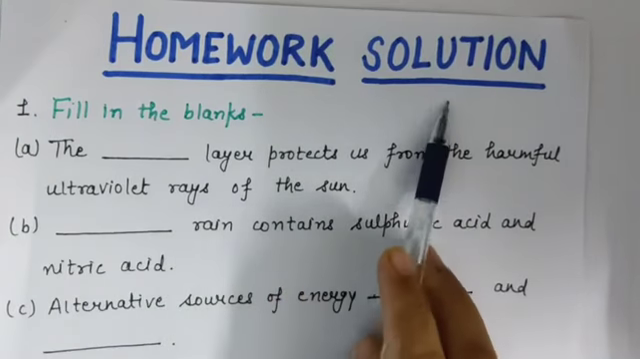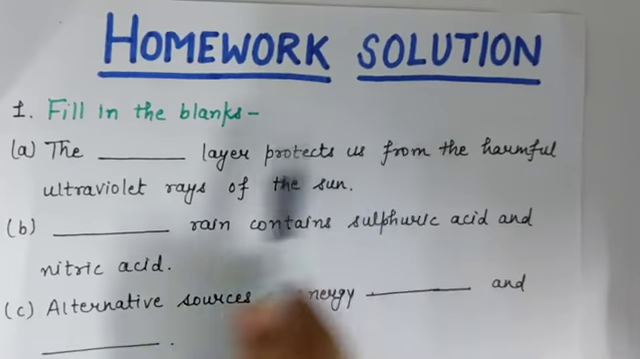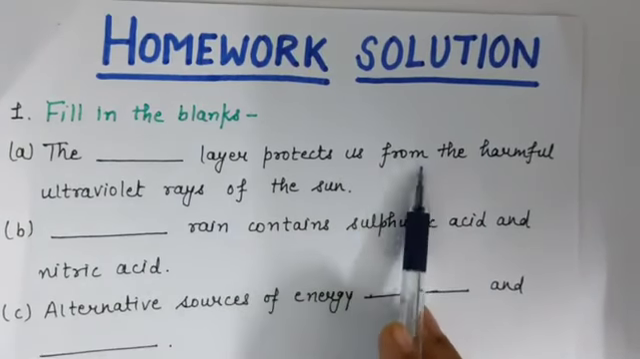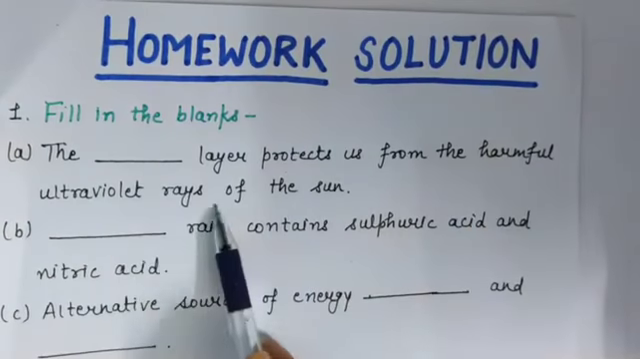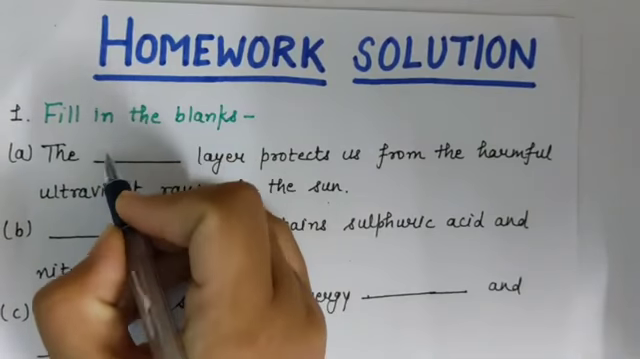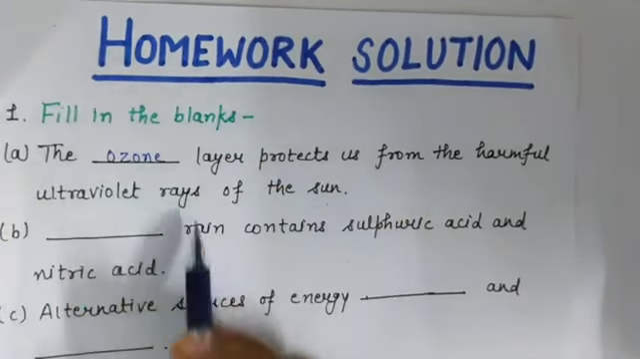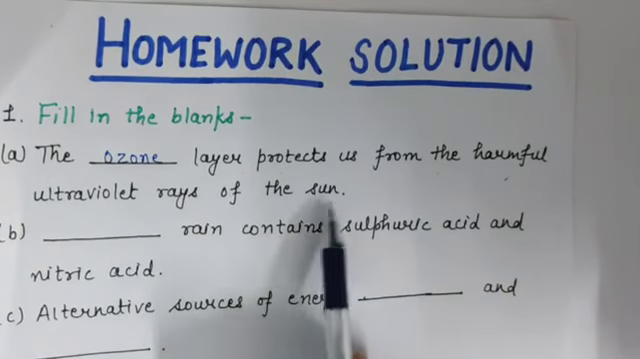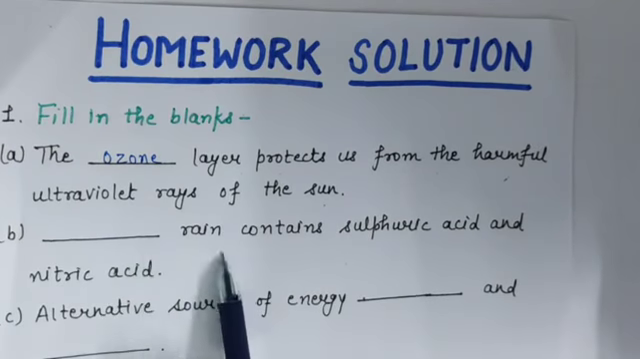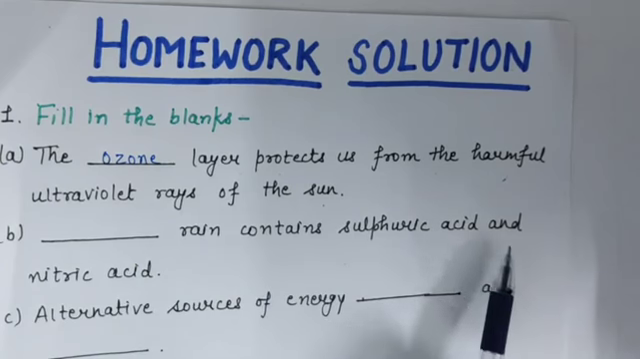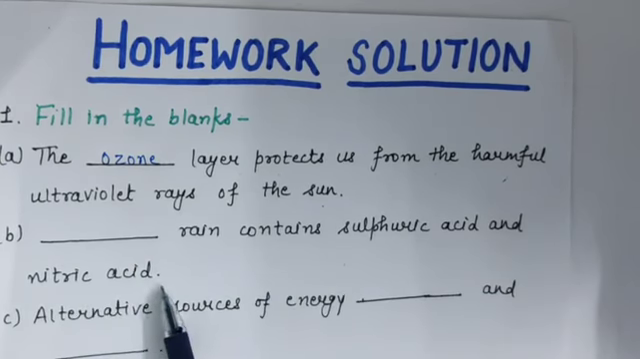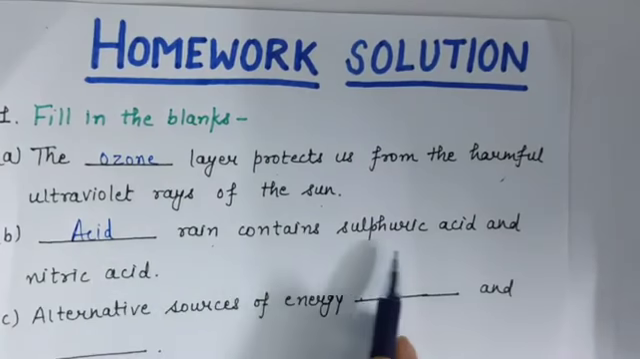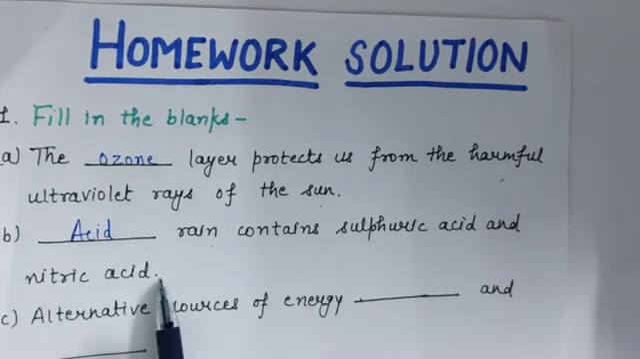Now, we will discuss the homework solution of the previous lecture. Our first question is, fill in the blanks. A part, the dash layer protects us from the harmful ultraviolet rays of the sun. So, answer is ozone layer. Ozone layer protects us from the harmful ultraviolet rays coming from the sun. B part, dash rain contains sulfuric acid and nitric acid. So, answer is acid rain. Acid rain contains sulfuric acid and nitric acid.